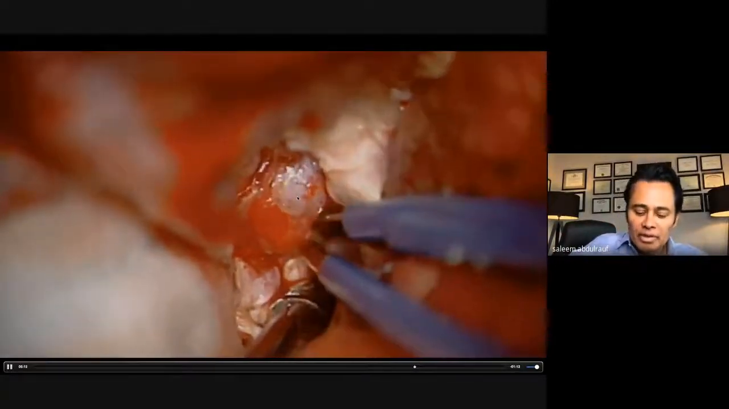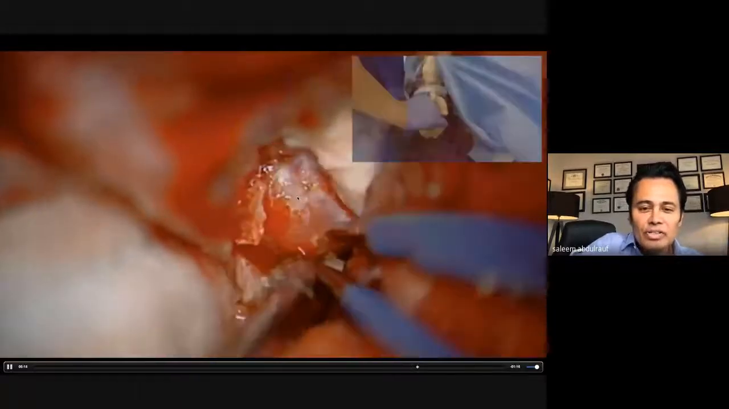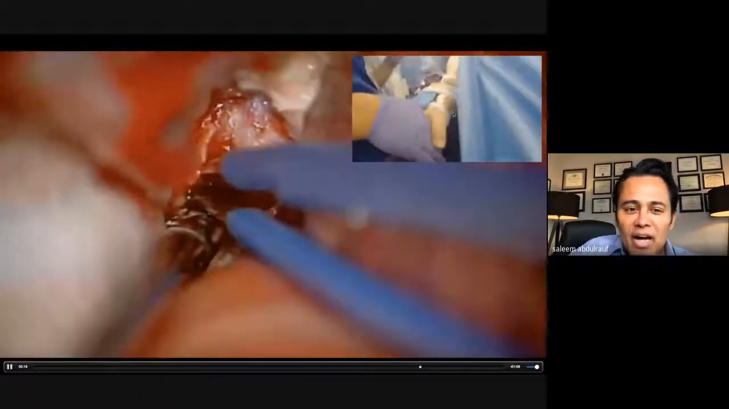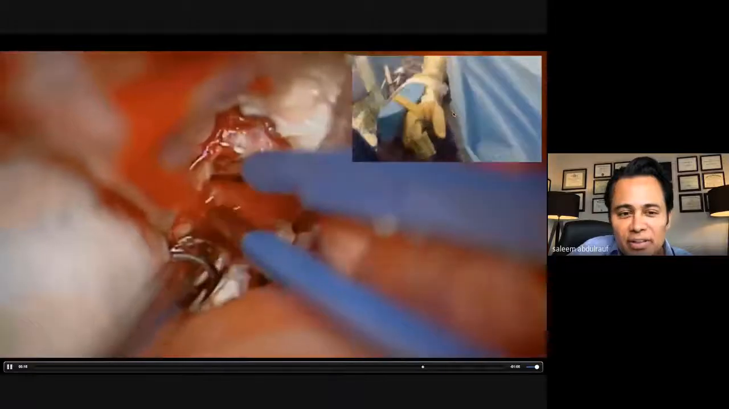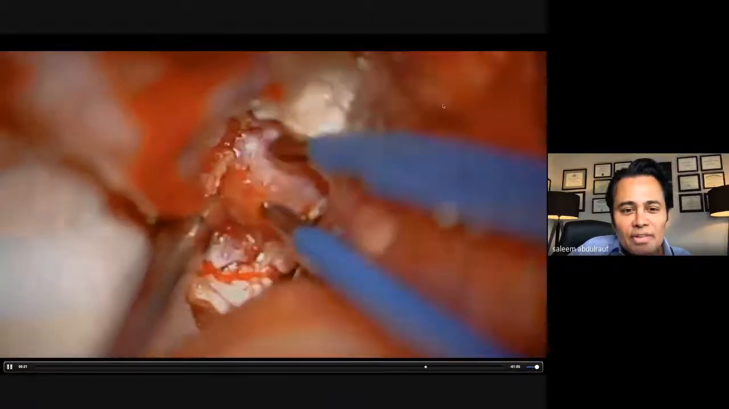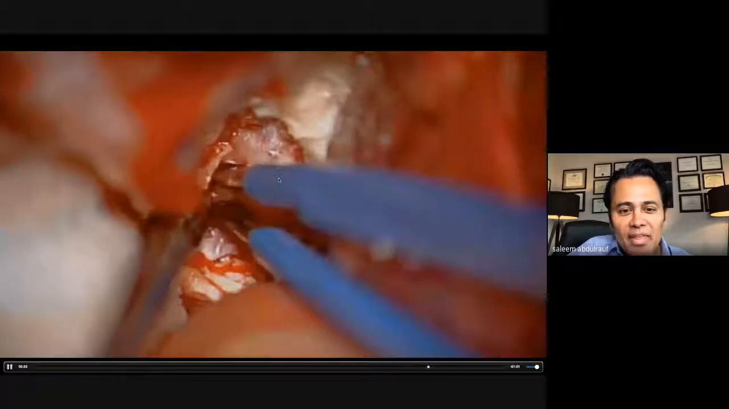Okay. So I am coagulating the aneurysm here. Perfect. The patient is doing great. I have no worries. So I am doing my thing. I'm relaxed because I'm not nervous.